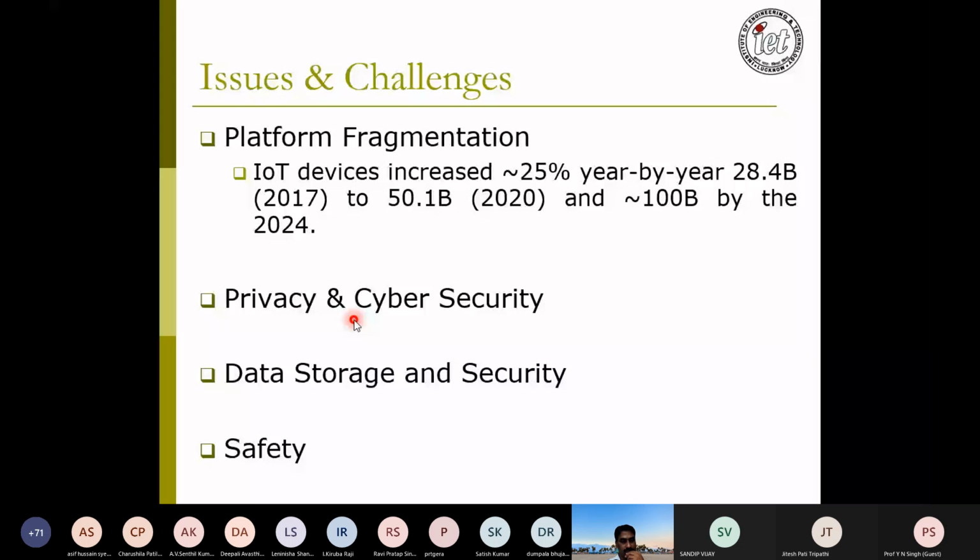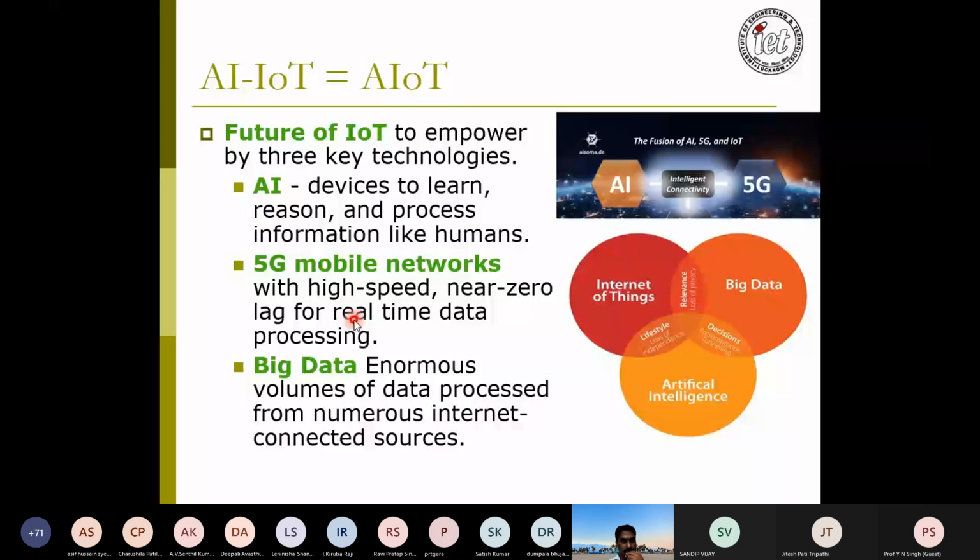So the purpose of AI is to make the machine intelligent, okay, it means the automation process, right? And once AI is clubbed with the Internet of Things, we get the artificial Internet of Things. So that is basically the future of IoT. And it is to empower some key technologies. What are the technologies? Intelligence itself, where devices learn, reason, and process information like humans.